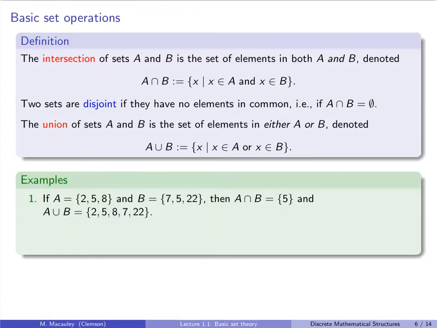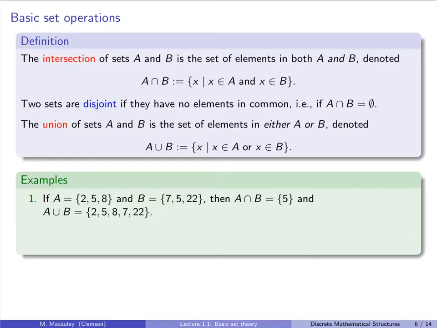Let's do a few examples. So if A is the set containing 2, 5, and 8, and B is the set containing 7, 5, and 22, then A intersect B is just the set containing 5, and the union is the set of all numbers in either of these sets. So that's 2, 5, 8, 7, and 22. Recall that we don't allow repeats.